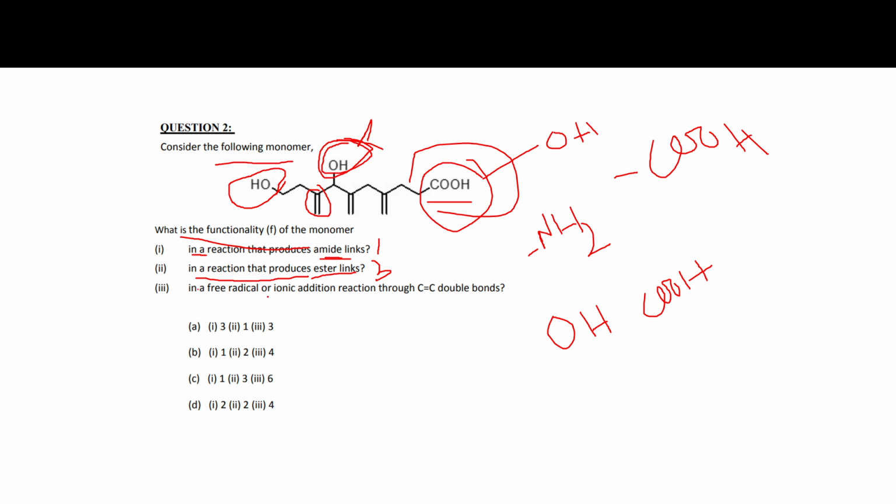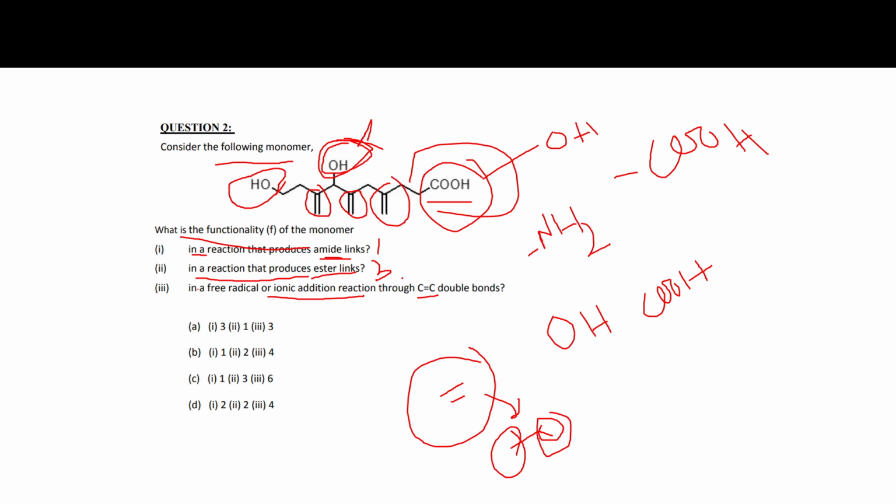Then, in free radical or ionic conditions, the reaction goes through the C double bond C. When the double bond is involved in a reaction, how much functionality can be produced? From the two sides, the molecule can grow. For this reason, when any double bond is involved, the functionality is doubled. There are a total of 3 double bonds involved here, so the functionality will be doubled. So it will be 3 into 2.